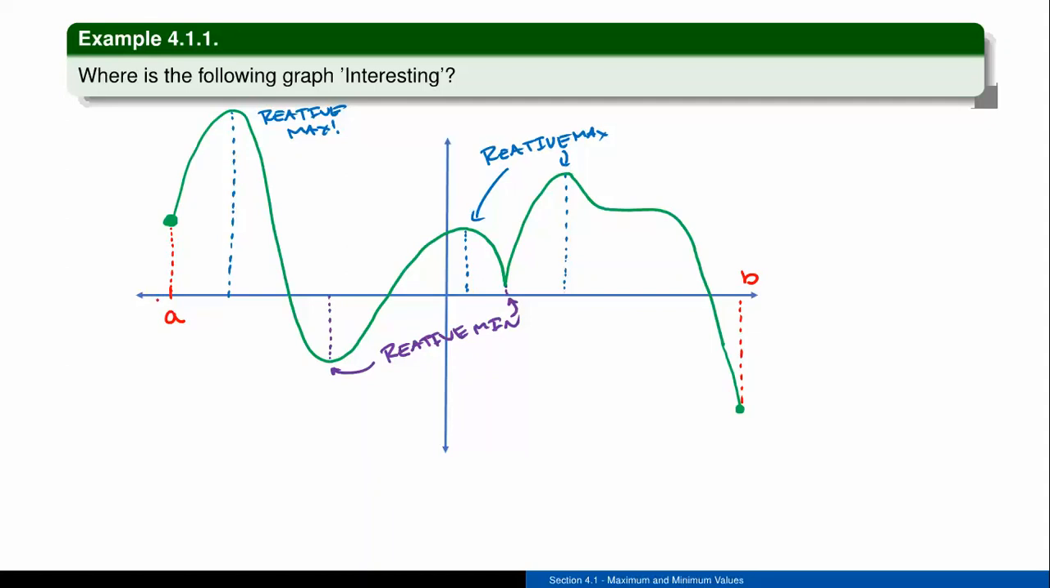So these points over here at A and at B actually get a special name. They're referred to as the endpoints of this graph. So this is going to become the right endpoint. I have a right endpoint and I have a left endpoint. And you can see that some interesting things are going to happen.